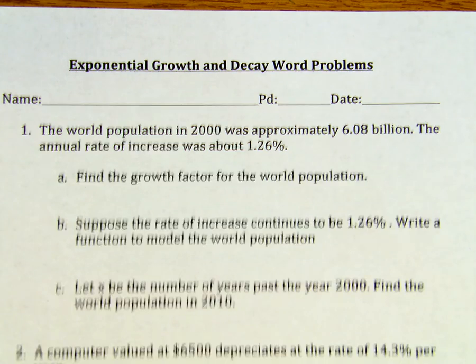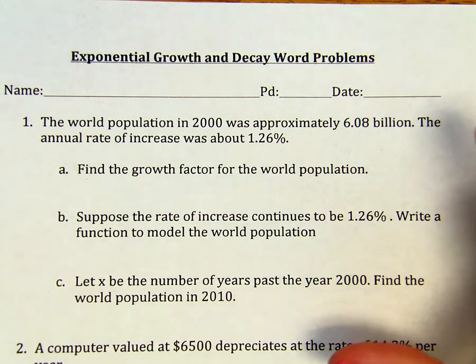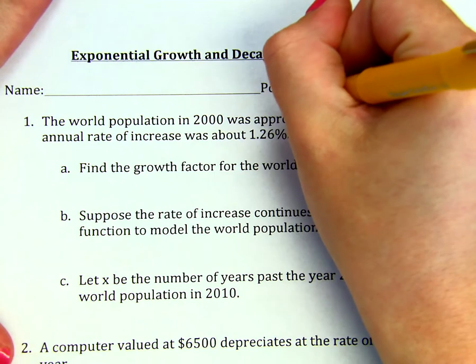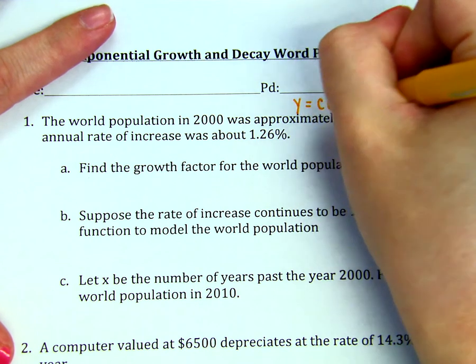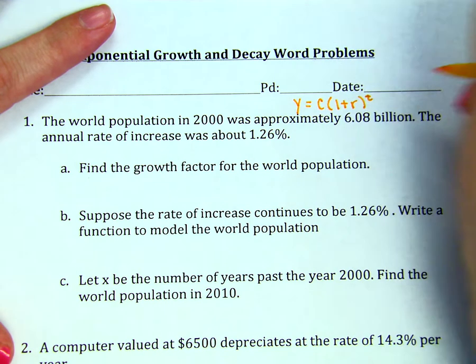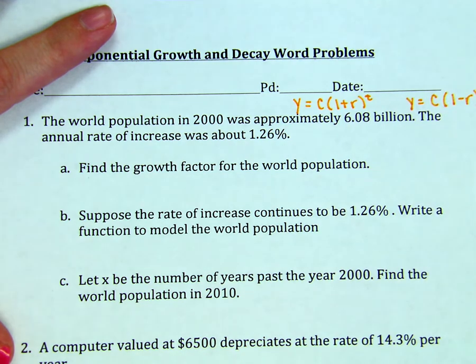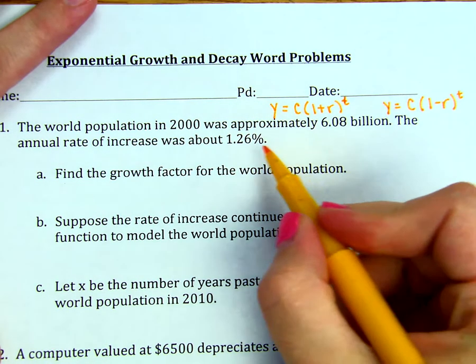Okay, so it says at the top, the world population in 2000 was approximately 6.08 billion. The annual rate of increase was about 1.26%. Find the growth factor of the world population. Okay, so here when we're doing exponential growth and decay functions, because we're not given a table, we're going to use either the function y equals c(1 plus r)^t, or y equals c(1 minus r)^t, okay, from our notes.